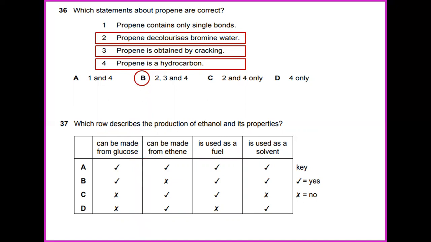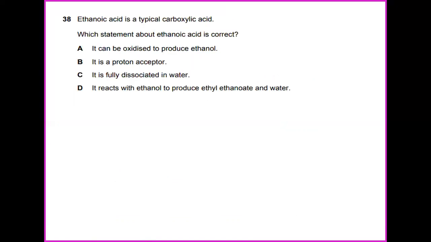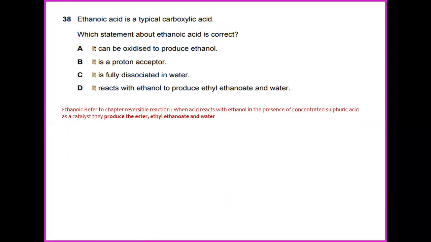Which row describes the production of ethanol and its property? So the given answer is A. Ethanoic acid is a typical carboxylic acid. Which statement about ethanoic acid is correct? Refer to the chapter on reversible reaction. When acid reacts with ethanol in the presence of concentrated sulfuric acid as a catalyst, they produce the ester, ethyl ethanoate, and water. So the answer would be D.